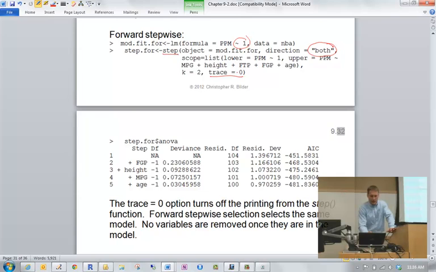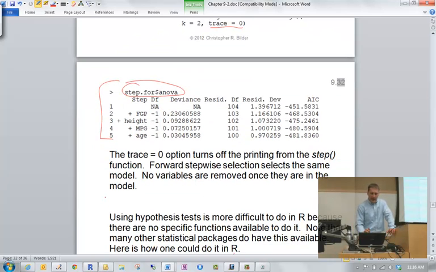And so in the end, I just use step$anova, and that gives me a summary of what has happened. In this particular case, it only added variables and never ended up removing any variable. It ends up with the exact same model that we had before. Again, this is not always going to happen in practice, but that's what happened for this particular data set.